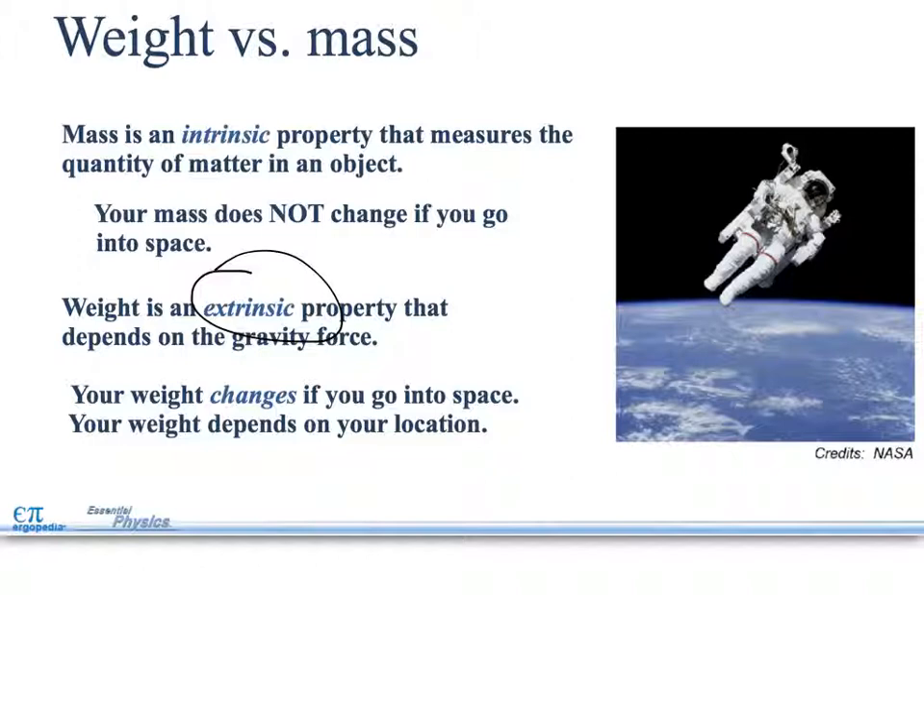We talked about in the last unit where on Earth we have gravity of 9.8 meters per second squared. On the Moon it was a sixth of what it is on Earth, which was 1.6 meters per second squared. You would weigh less on the Moon than you do on Earth. Your mass is the same in both places, but your weight would be different.